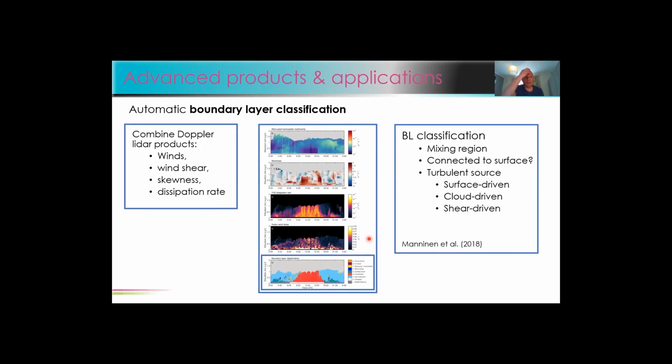And the other thing that we're also doing, especially now that we have winds and turbulence, we can start to do things like combining multiple Doppler LiDAR products to then get towards things like boundary layer classification. So the idea is we can have our plots of wind shear, skewness, and dissipation rate, combine these and get a classification, and then we can take that further to say something about where is the mixing? Is this mixing connected to the surface if you're interested in dispersion? And also what is the source of the turbulence? Because it could be the clouds, it could be the surface, or it could be shear.